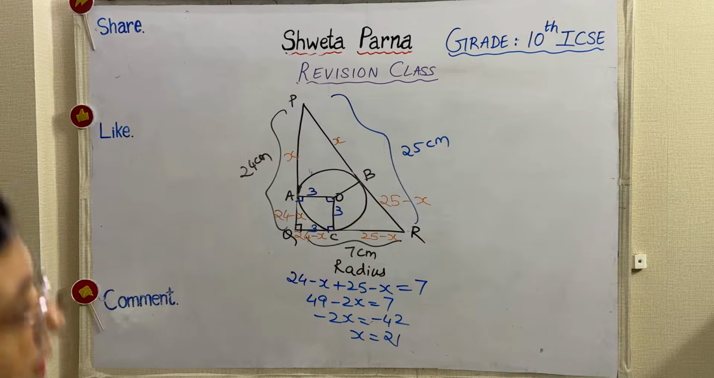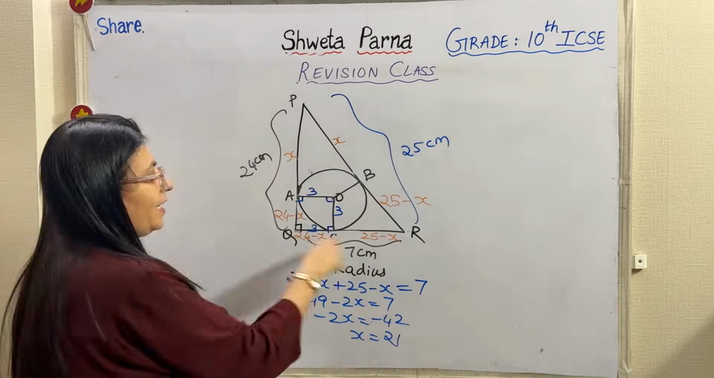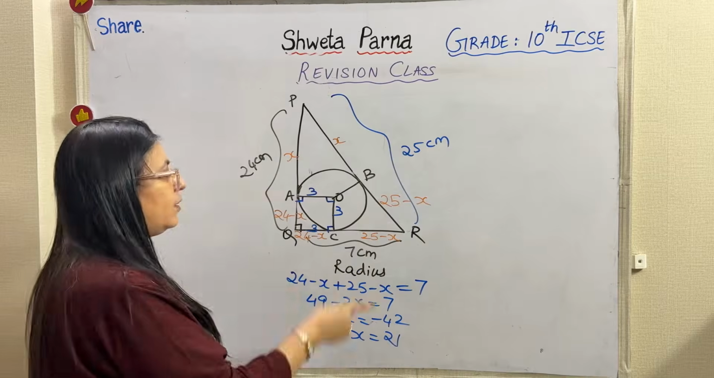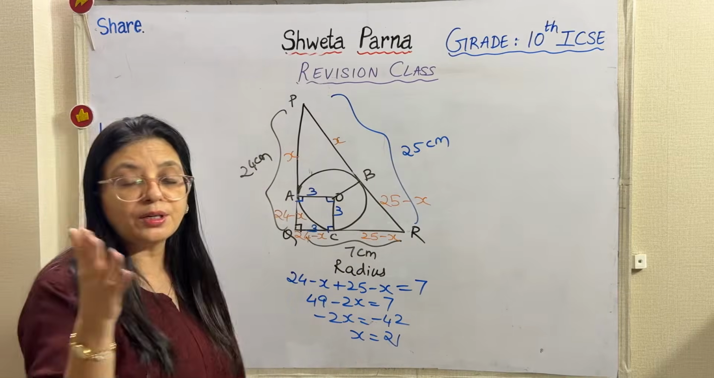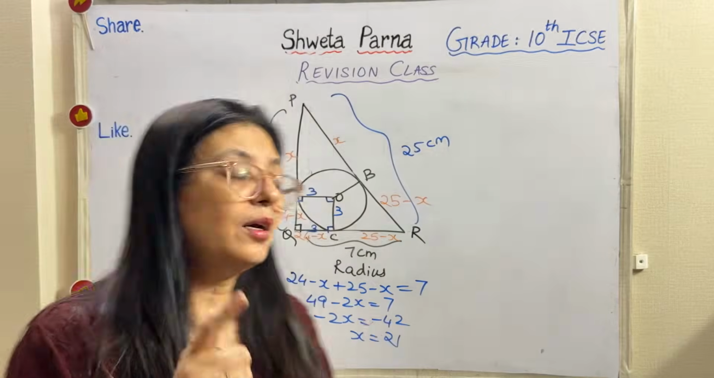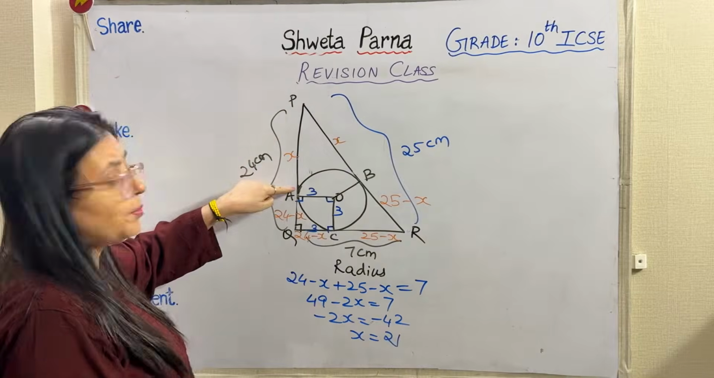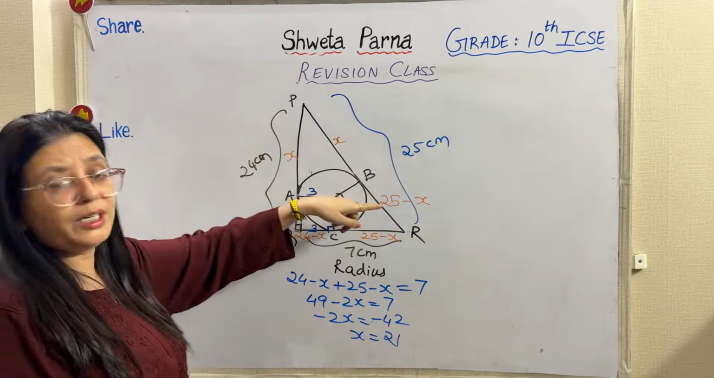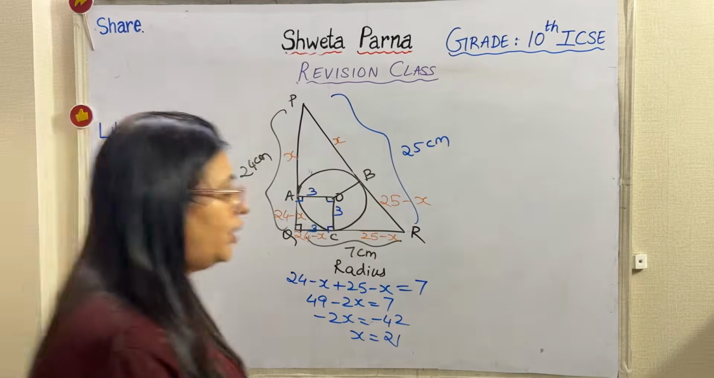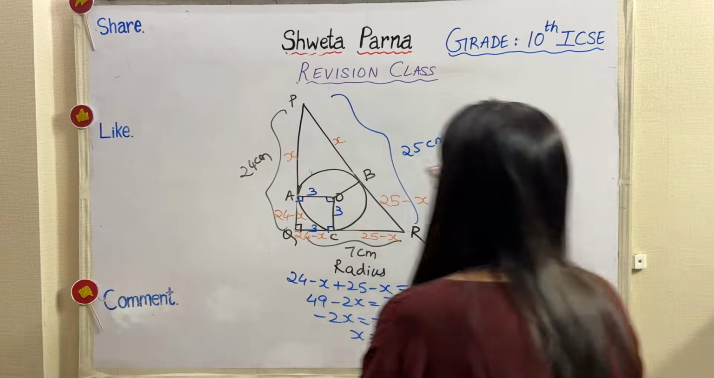Yes. Thanks. Remember this. Two sides will be given to you. First find the third side. Take one side. Now what theorem will you write? A tangent drawn from an external point is always equal. Okay? So let's move to the next question.